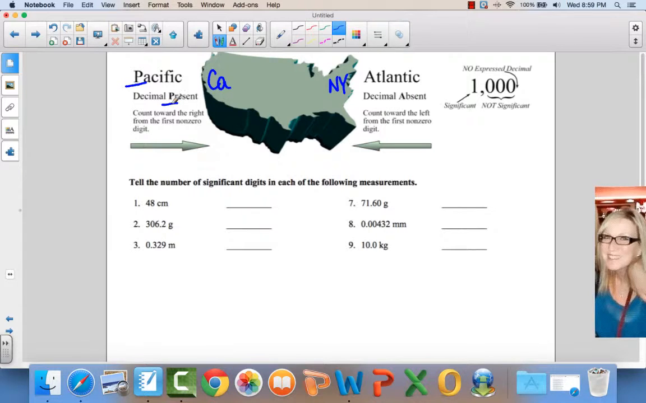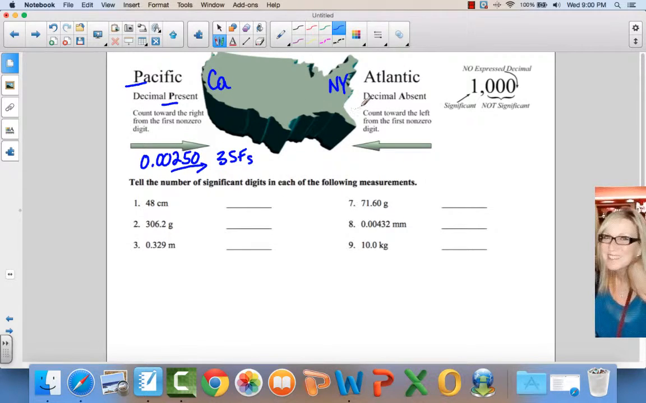So that means that we are going to go to the California or left side of the value, and we are going to find the first non-zero digit. So my decimal's present, I'm going California left side, first non-zero digit is 2, count it and everything after it. So 3 sig figs. As simple as that.